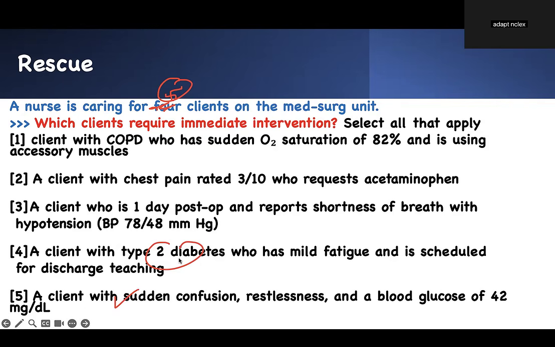Four is okay. We don't need it. This guy is in shock: shortness of breath, hypotension. I got to pick him. The other one is 3 out of 10, and he's just asking for pain medication. It's not a problem. COPD with saturation going down and using accessory muscles is a problem. Those are rescue-thinking patients that you got to bring in.